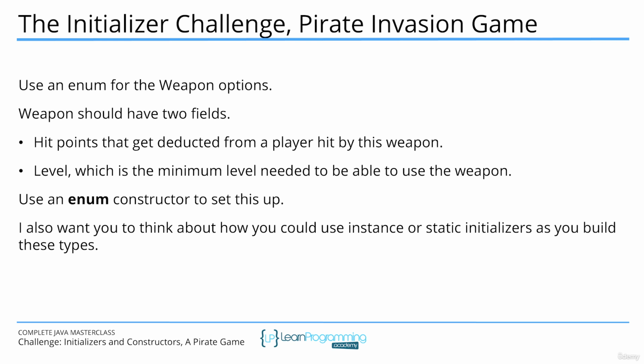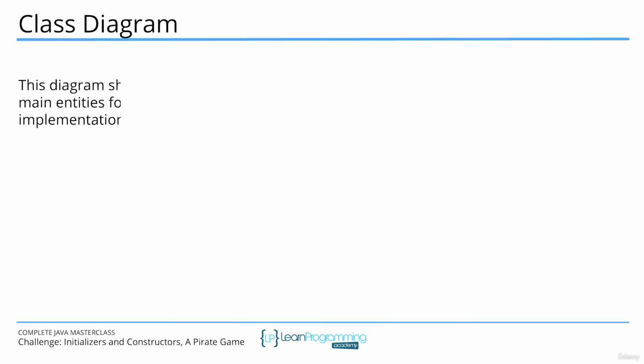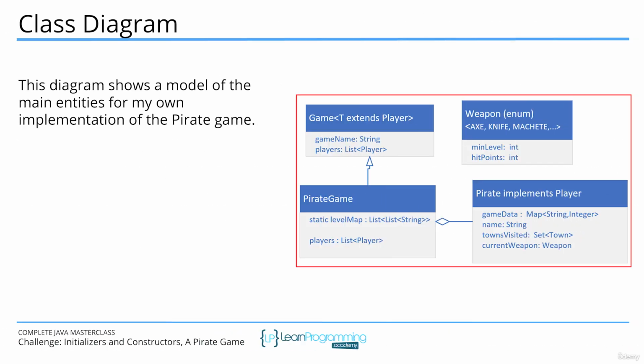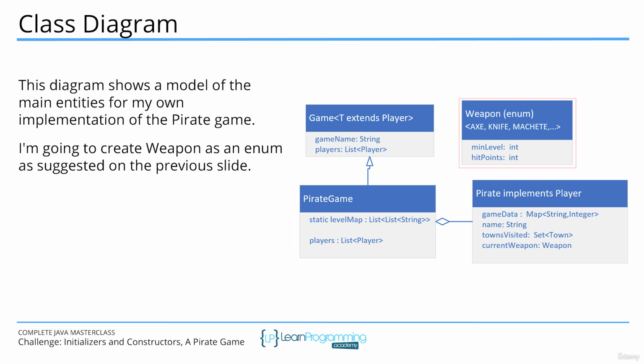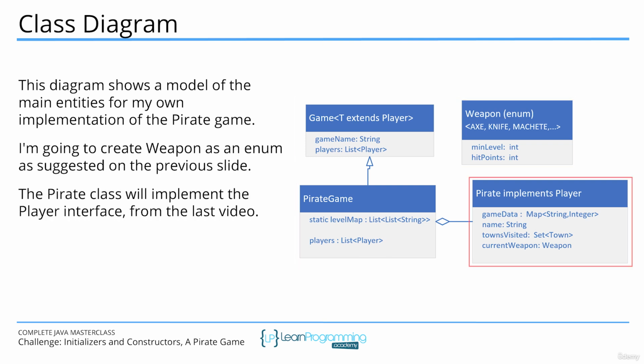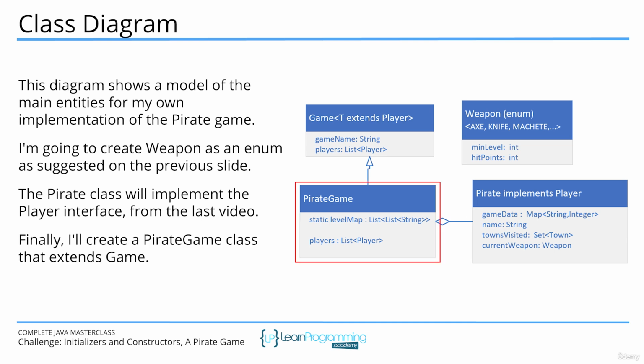Okay, so let's have some fun with this one. This diagram shows a model of the main entities for my own implementation of the pirate game. I'm going to create weapon as an enum as suggested on the previous slide. The pirate class will implement the player interface from the last video. Finally, I'll create a pirate game class that extends game. I haven't included methods here, but this gives you a roadmap for what I'll be building.